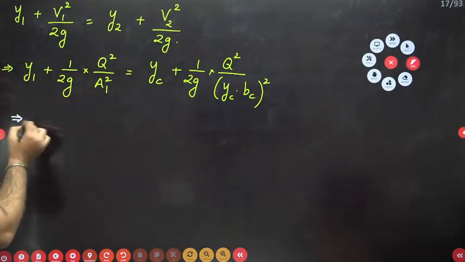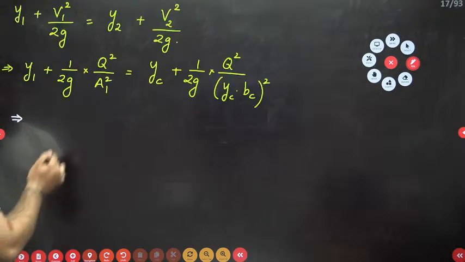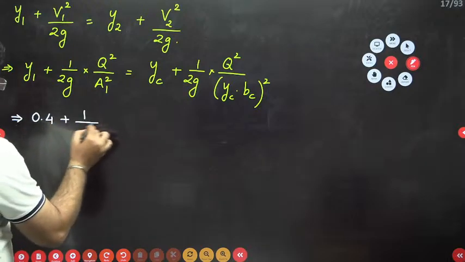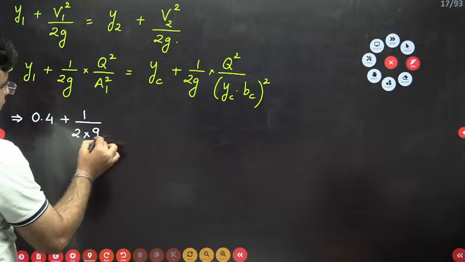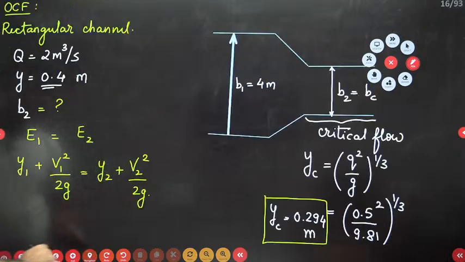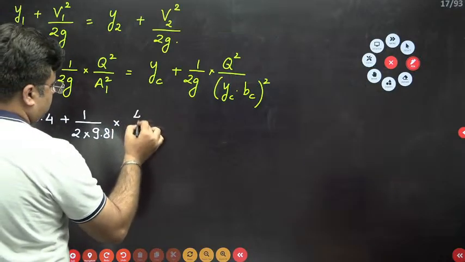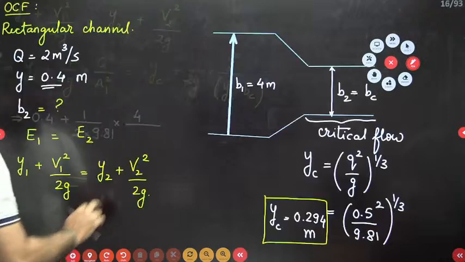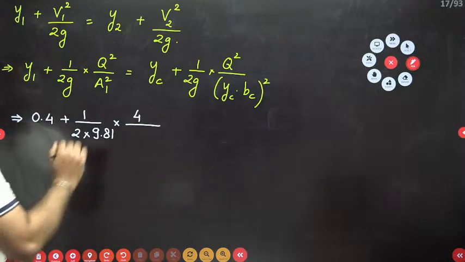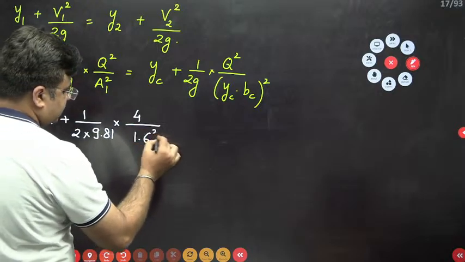From here I can calculate the value of BC. Y1 is 0.4, so 0.4 plus 1 upon 2 into 9.81 multiplied by Q square. Q square is 2 square, which is 4. A1 is how much? Width is 4 meter and depth is 0.4, so 4 into 0.4 will be 1.6. So this will be 1.6 square.